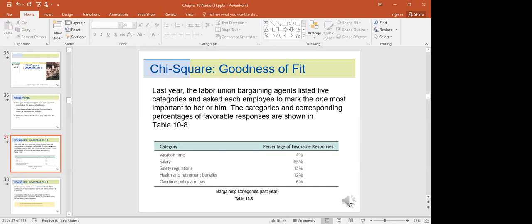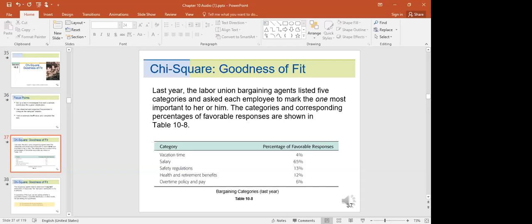Last year, the labor union bargaining agent listed 5 categories and asked each employee to mark the one most important to her or him. The categories and corresponding percentages of favorable responses are shown in the table. So last year, it was determined that 4% like vacation time, 65% like the job because of the salary, 13% because of safety regulations, 12% because of health and retirement benefits, and 6% because of the overtime policy and pay. So this was the distribution of workers' preference last year.